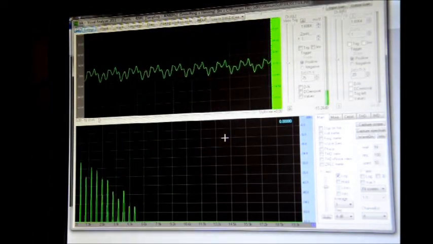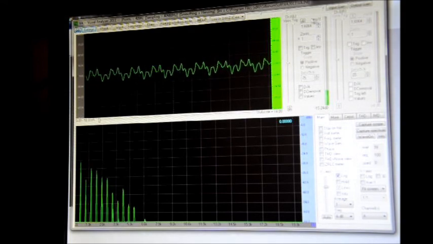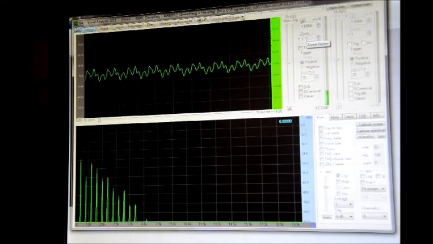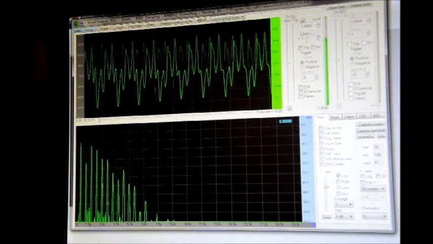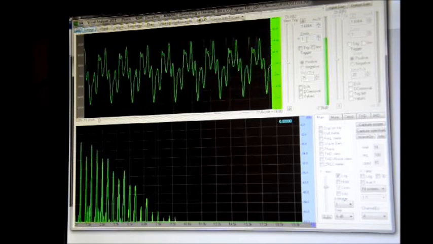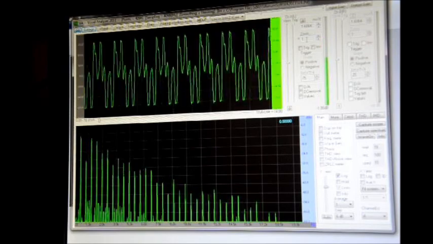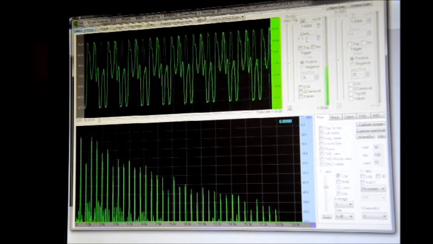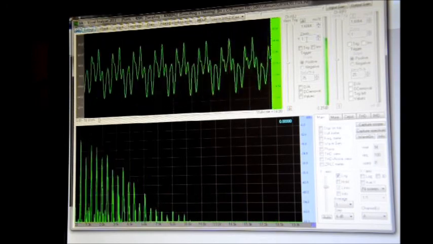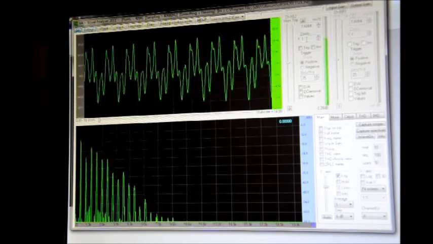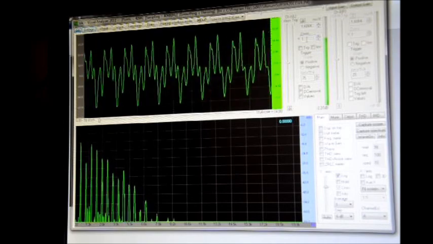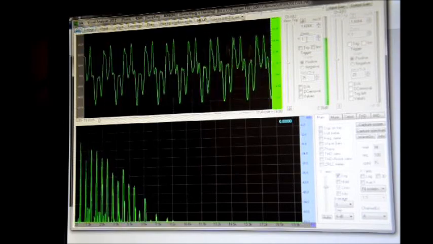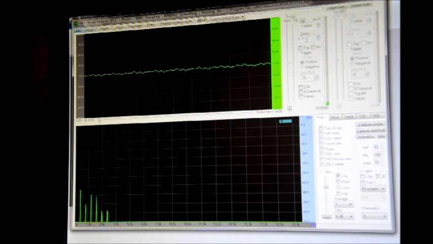I want you to concentrate on the shape of the wave. Let me see if I can increase the amplitude. I made it a little louder for the computer. So have a look at the shape of the wave, and look at the spectrum as well. That's the spectrum of the violin, and that's the shape of the wave of the violin. I'll discuss both shortly. Let's move on to the guitar.